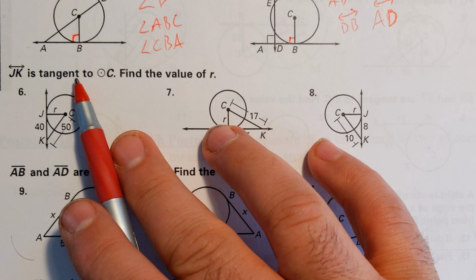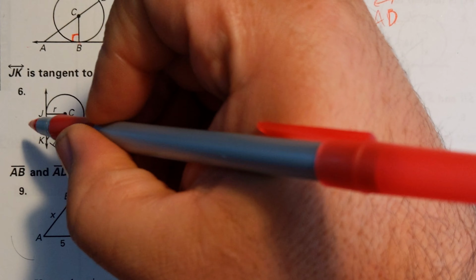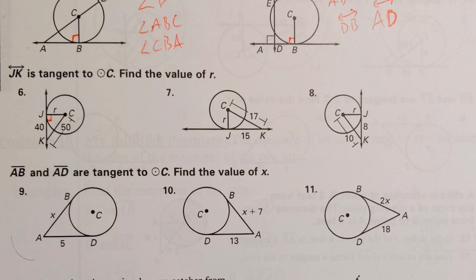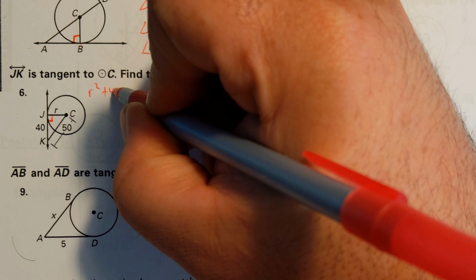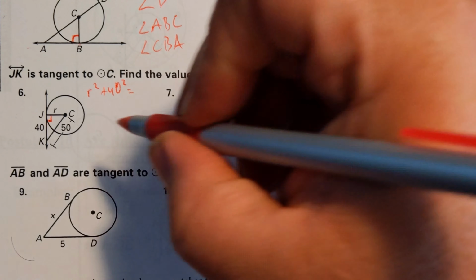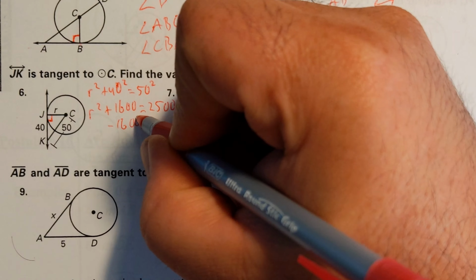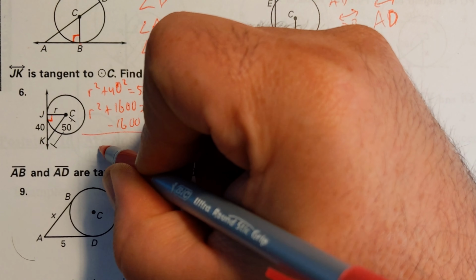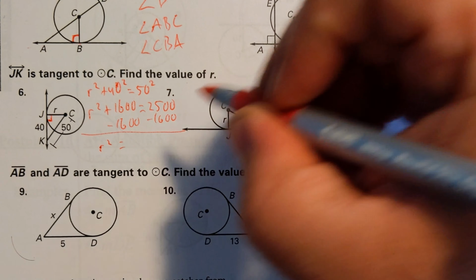Next section, it tells you that this is a tangent line, and that means that right here is a right angle. So that means you can use Pythagorean theorem. R squared and 40 squared are the two legs, and 50 squared, there's your hypotenuse, the one that's across from the right angle. So working this out, 40 squared is 1600, 50 squared is 2500. Subtract from both sides to be fair. That's going to be 900, and then if you square root that, you find out the R is 30.